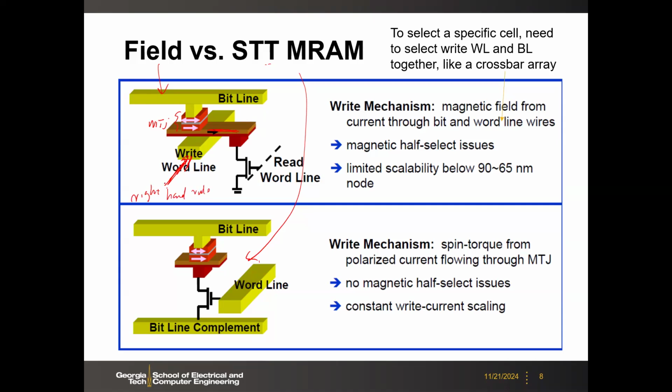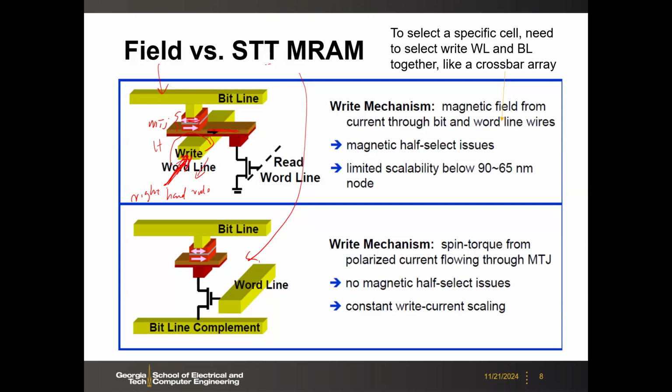So that means in this case, if the current is flowing in, then by the right-hand rule you are going to generate the surrounding magnetic field this way. That will align the free layer towards the right. If you reverse the current direction, then you're going to reverse the field direction, and then you can switch to the other direction.